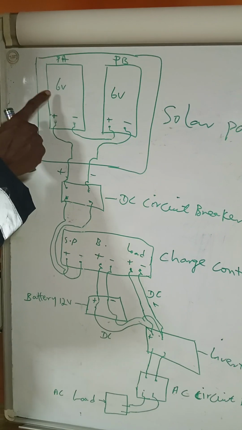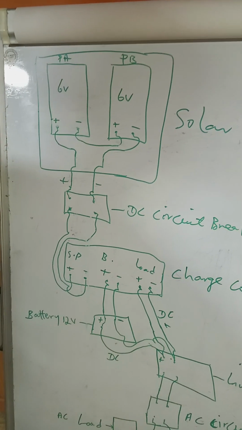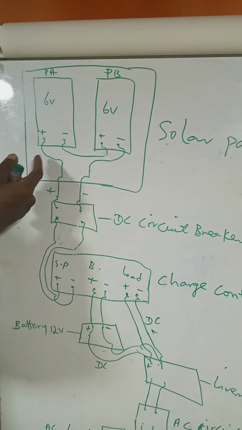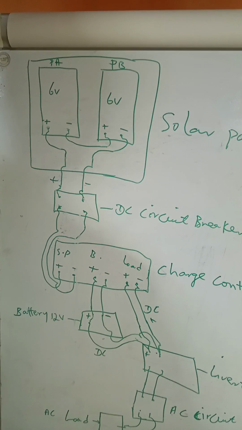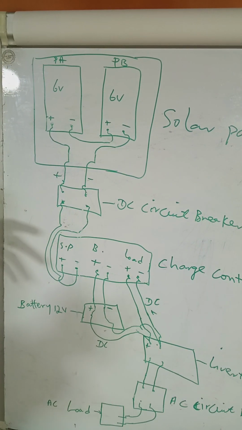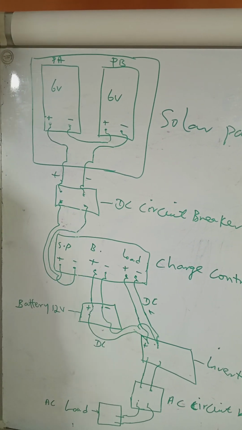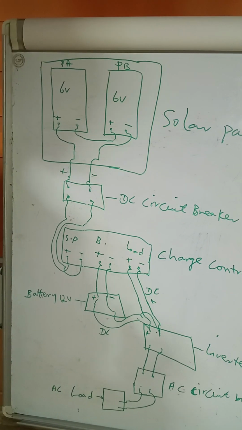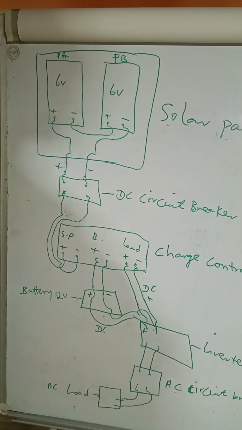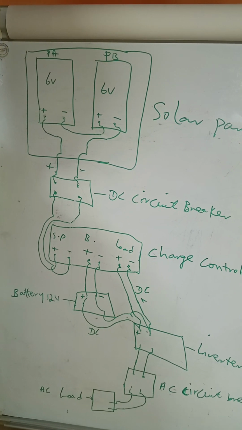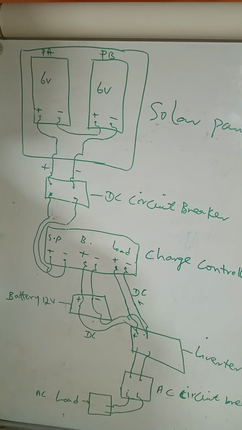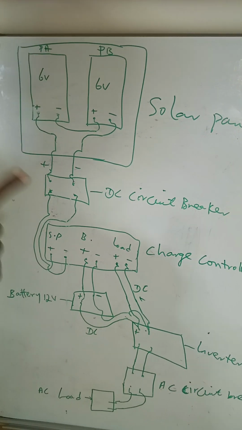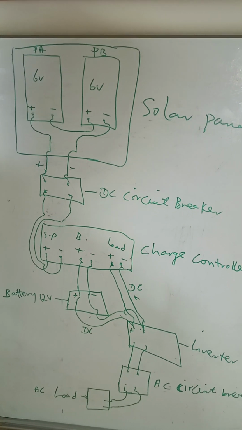We have from the top here the solar panel. We have panel A and panel B. These panels are connected in series. They could be connected in series or in parallel, just like your battery. When connected in series, you add up the voltage. If you could recall, voltage is additive in series connection. If you are connecting the panels in parallel, you are adding up the current. The voltage will still be the same in parallel.